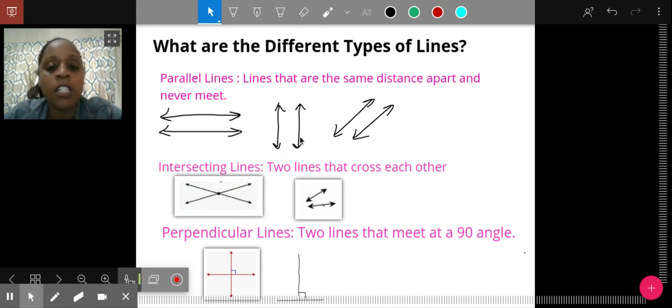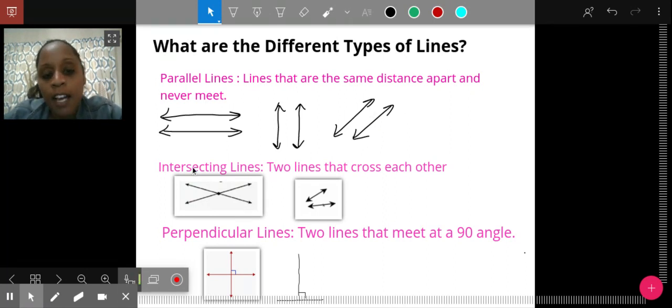The lines here are ongoing, and as you can see, they're the same distance apart, and they're just going to keep going up and down, and they'll never touch. And these lines here are also parallel. They are on a slant, and again, they're never going to touch.